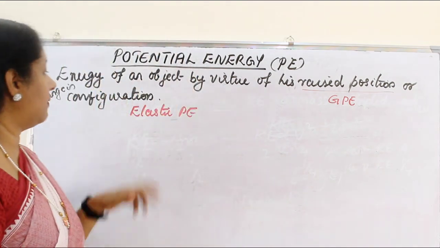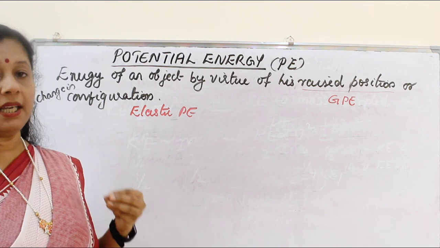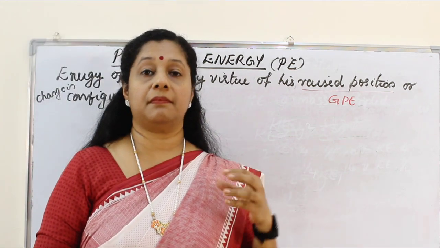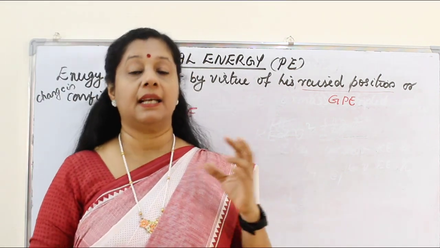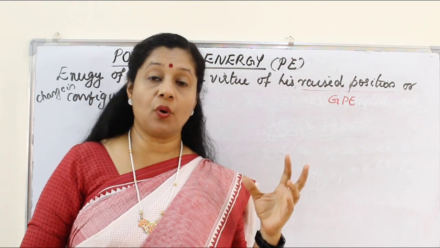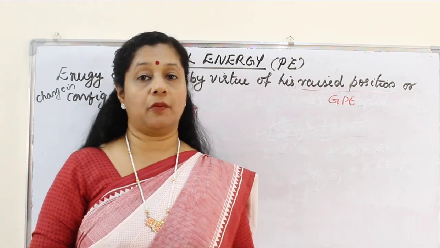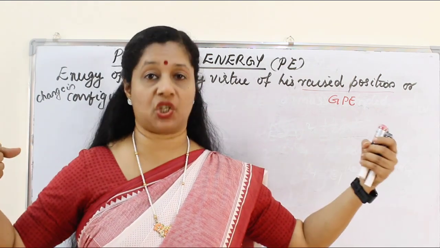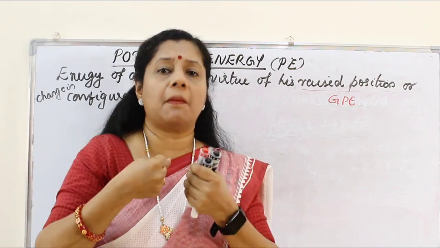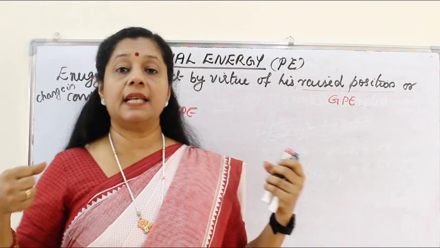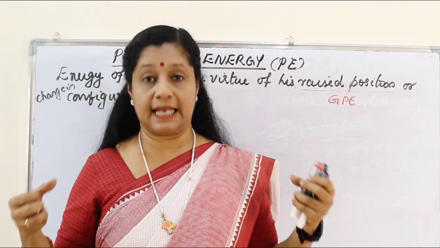Now coming to the second one, elastic potential energy. Here the energy is possessed by overcoming the elasticity. There we are doing some work to overcome the elasticity of the object. For example, if a spring is stretched, it has energy. Or if a spring is compressed, it has energy. In both cases we are doing some work against the elasticity.